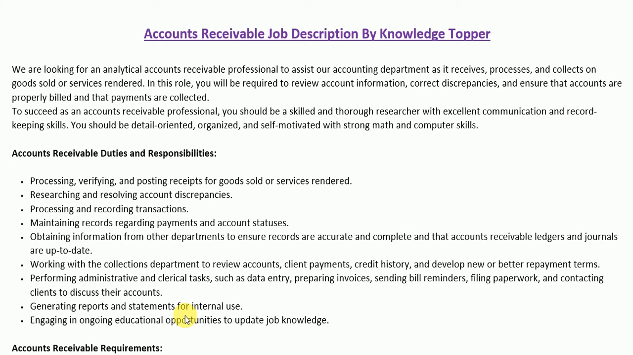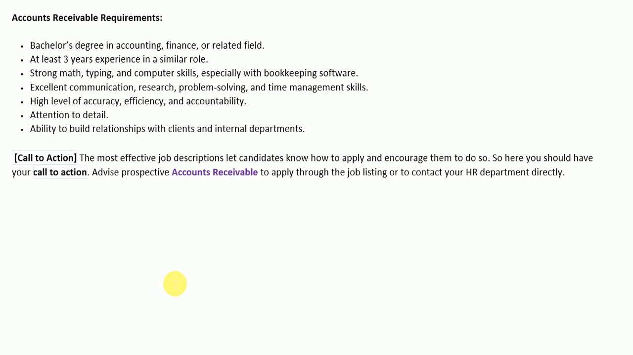After the detailed duties and responsibilities section, we have the qualification, or you can say requirement section. This section includes the education, skills, and sometimes experience requirements that must be present in a potential candidate in order to qualify for a job of an accounts receivable. Let me read for you guys all these requirements.